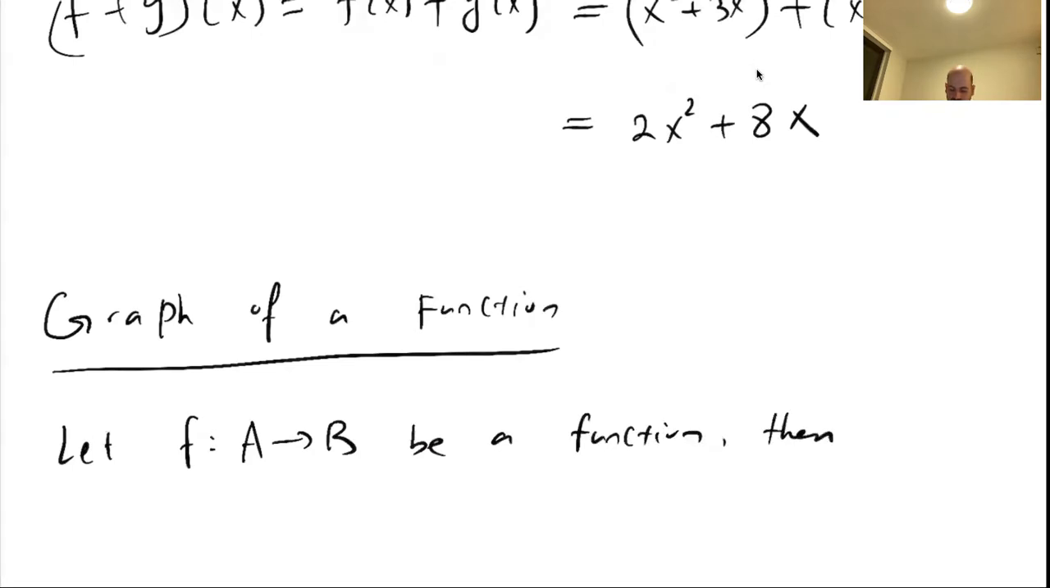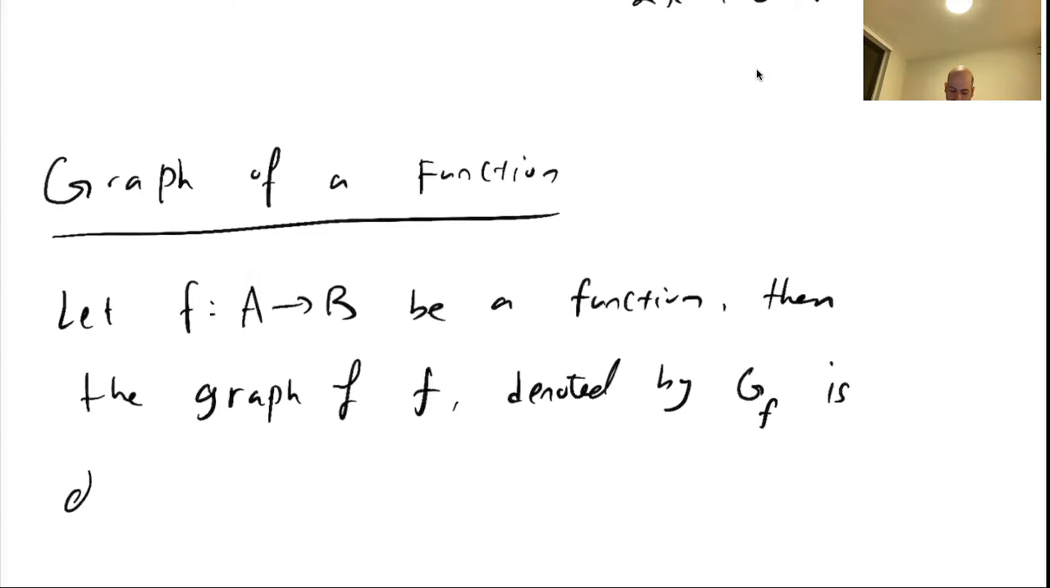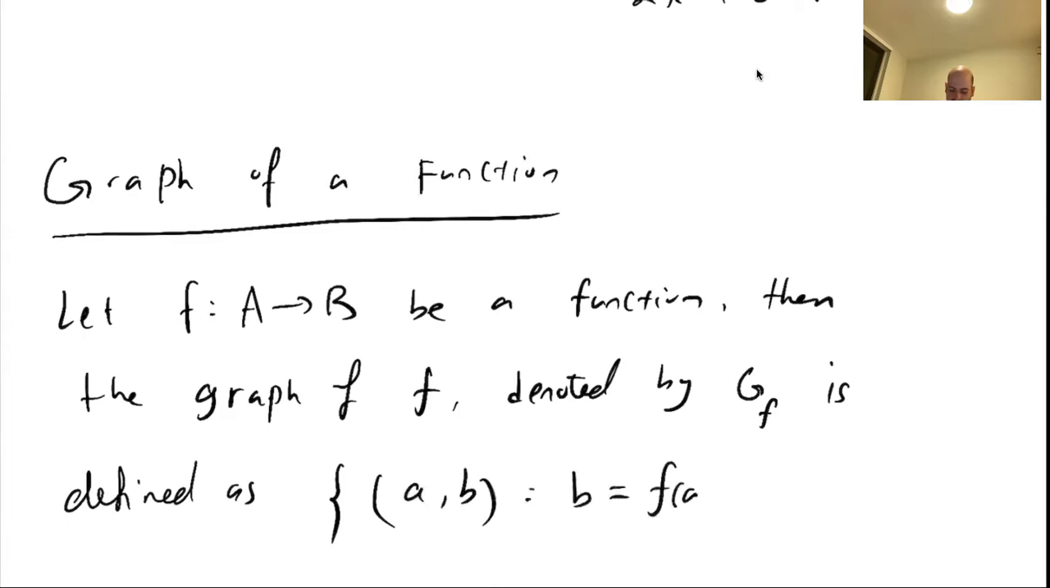Then the graph of f, denoted by, let's say, G_f, is defined as the set of all pairs of the form (a, b), such that b is equal to f of a, and a comes from the domain.